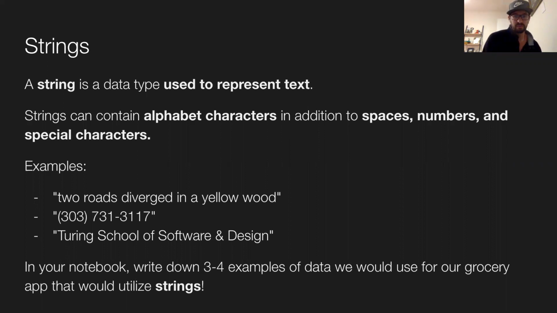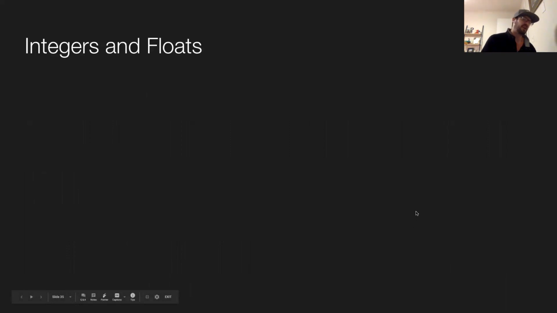Erica, what's another place we could use a string if we were building a grocery app? I think you might be muted. Hello, store address, sorry. Store address, perfect. Those are all great examples, right? Like store name, product names, like all things around names or text, those are using strings. Great work. All right, let's talk about integers and floats.